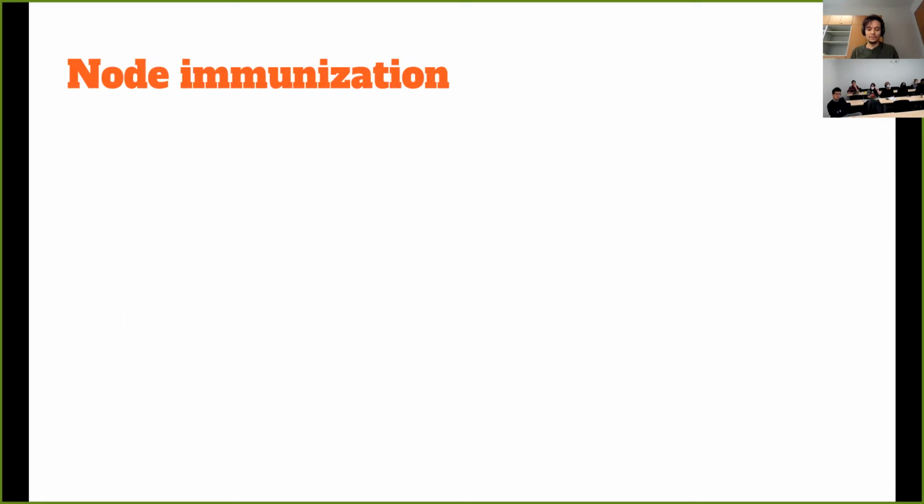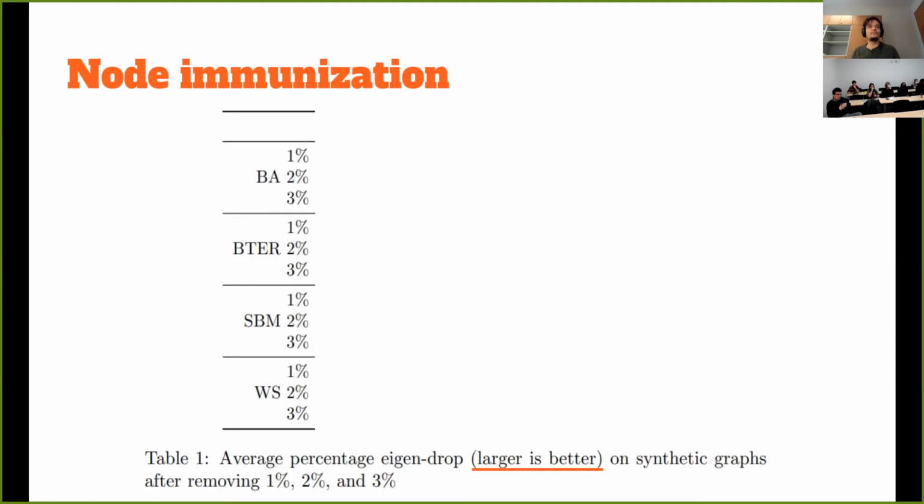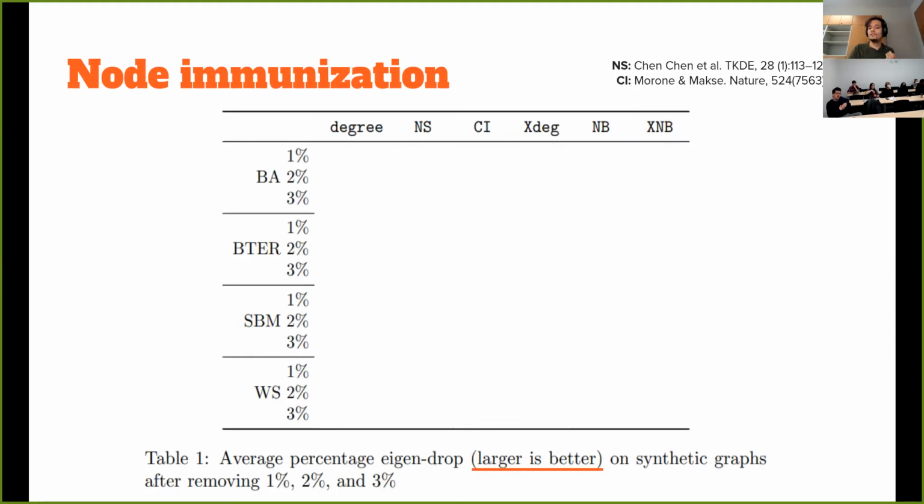So I'm going to show you some results. It's going to be a table where the numbers tell you the average percentage drop in the eigenvalue after removing one node. So larger is better. I'm going to show you results for 4 different random graph models after removing 1%, 2%, or 3% of nodes, always following different strategies. Those strategies are: I'm going to remove nodes based on their degree.